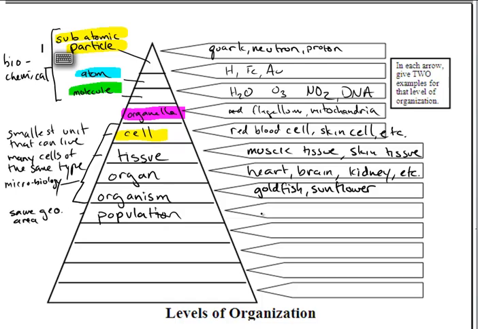Can someone give me an example of a population? A flock of birds. Very good. Anything else? A herd of sheep. Very good. The ants in an ant hill. School of fish. All of those represent a population.